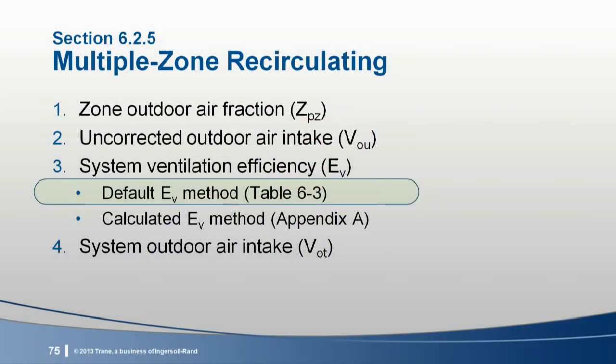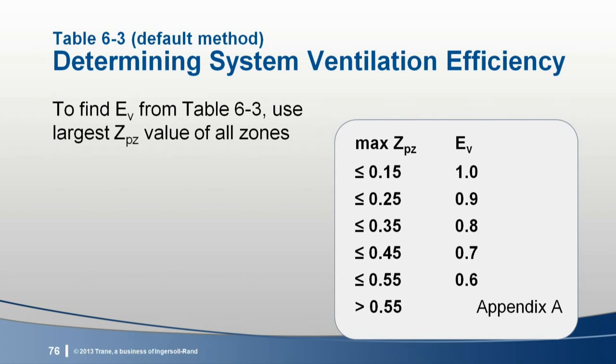Now that we've calculated system ventilation efficiency and intake airflow using Appendix A, let's look at the default method using the lookup table in the standard. As I explained earlier, you can use either Table 6-3 or Appendix A to determine system ventilation efficiency. Outside of Step 3, however, all the other steps are unchanged. Here's an excerpt from Table 6-3.